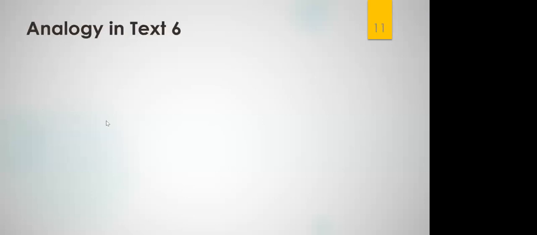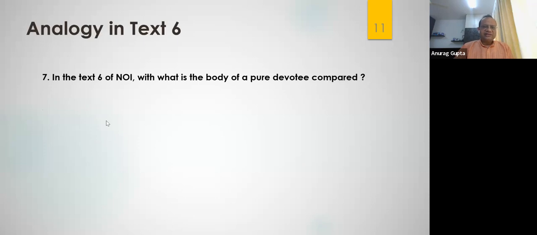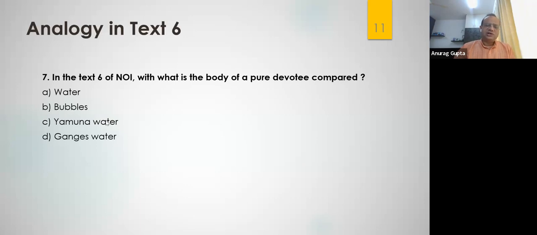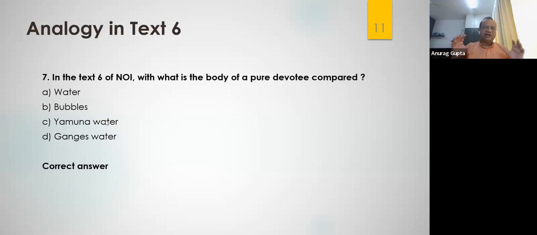Thank you, Mataji. Analogy given in text number 6. In text 6 of Nectar of Instruction, with what is the body of a pure devotee compared? It should be an easy one. Water, bubbles, Yamuna water, Ganges water. So the correct answer is Ganga. Ganges water, right? So it's a very graphic analogy. Yeah? It is very clear.